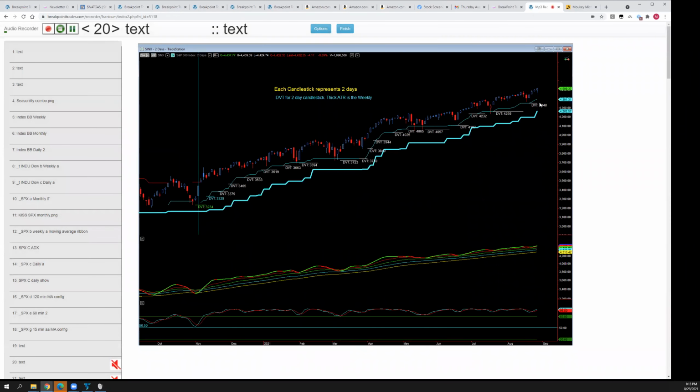Chart number 20, here's the 2-day KISS. So DVT here is 42.48. So wider than the daily. Gives you a little wiggle room there. You can see this has done a pretty good job. By the way, the thick here is where the weekly ATR is. Next.